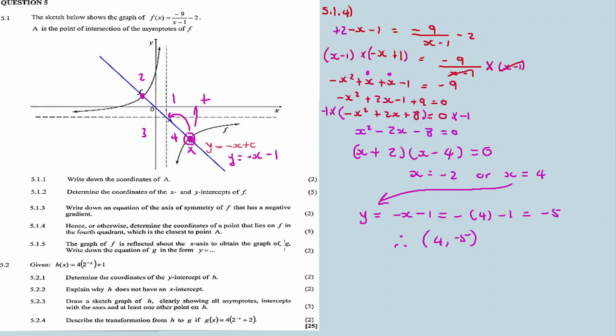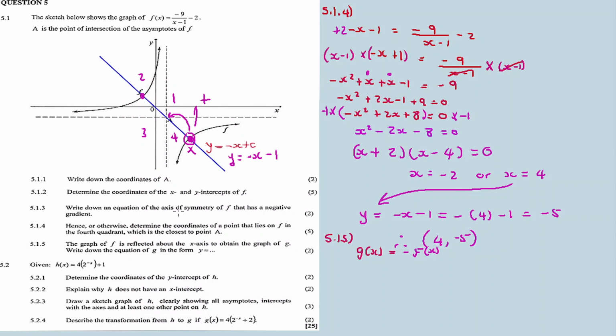Now I answer it again. 5.1.5. The graph of f is reflected about the x-axis to obtain the graph of g. Write down the equation of g in the form y equal to. Okay, 5.1.5, g of x, right? The graph of g of x is equal to minus f of x.